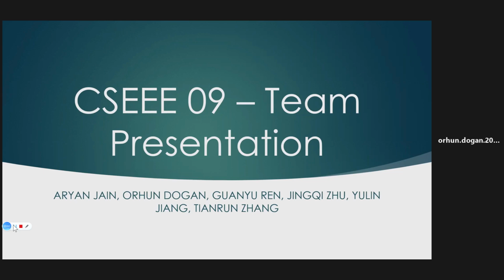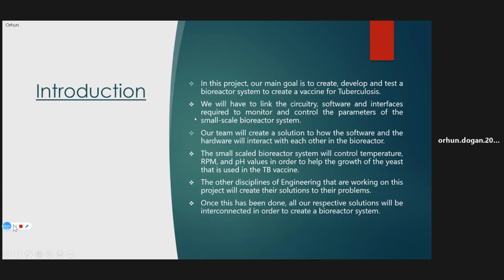Hello, today we're going to present our bioreactor system that we created as a group. In this project, our main goal was to create, develop, and test a bioreactor system that will be used in a tuberculosis vaccine plant in Uganda.